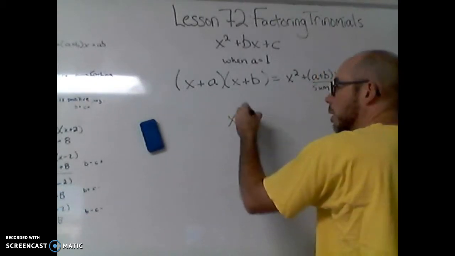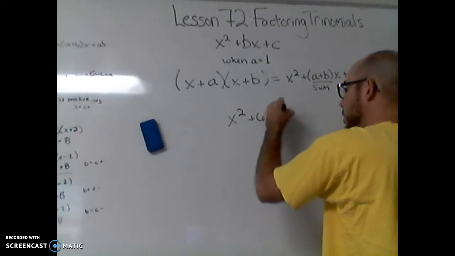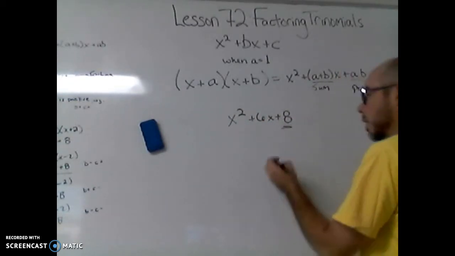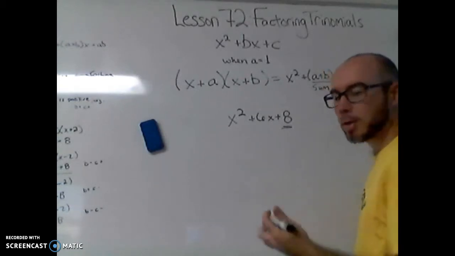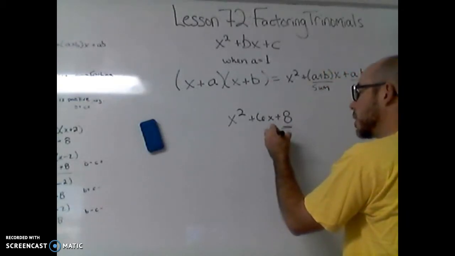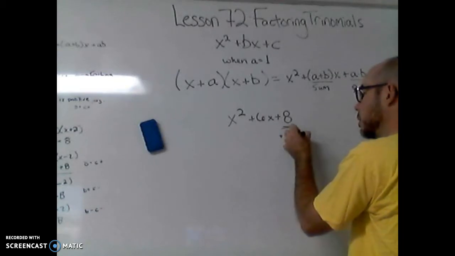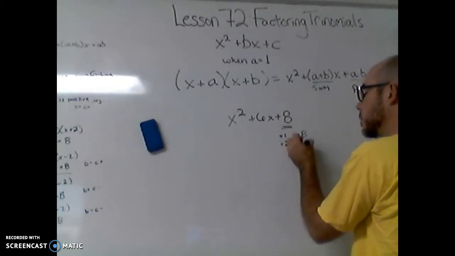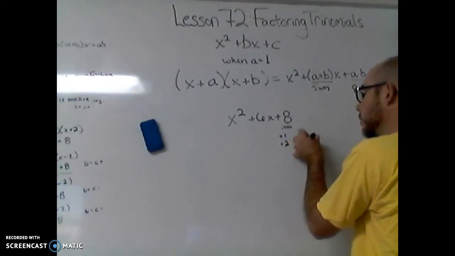So here's my first one, x squared plus 6x plus 8. We're going to look at this number first, and we're going to run through all of its factors. We know to get a positive 8, you can go a positive 1 times a positive 8, or a positive 2 times a positive 4.